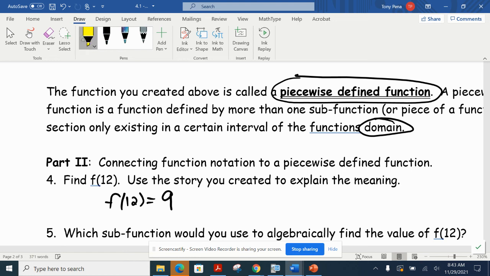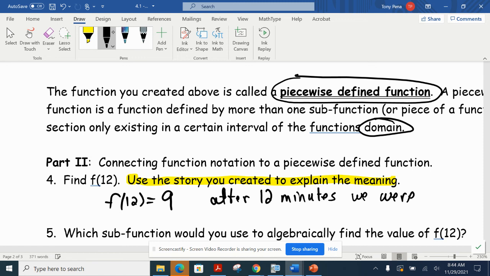Then I promise I'm certainly going to ask you this question in terms of the context of this. It says use the story you created to explain what this means. Well, what that means is after 12 minutes, so this is our time, after 12 minutes, we were 9 blocks away from home. That's what that means in the context of that question. All right. After 12 minutes, we're 9 blocks away from home.